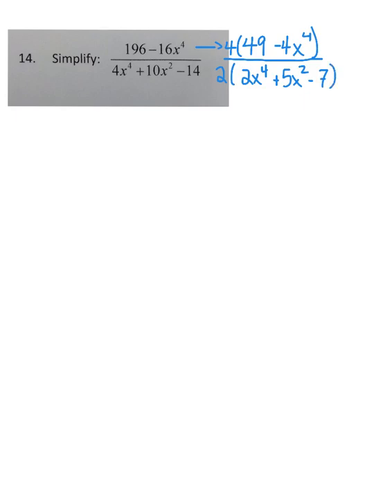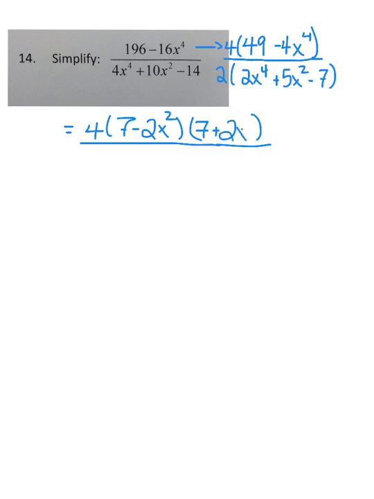Okay, so now let's look back at that numerator. So I took a 4 out, and I do see that I have a difference of squares. So I'm going to open up 2 sets of parentheses. And I'm going to have 7 in the beginning of each of them, plus or minus, and then the square root of 4 is 2, and the square root of x to the 4th is x squared. Okay, and there isn't anything else I can do with that, so I'm going to leave that.